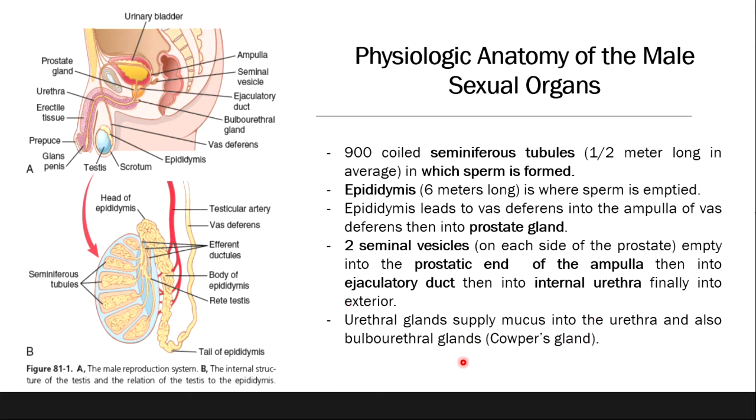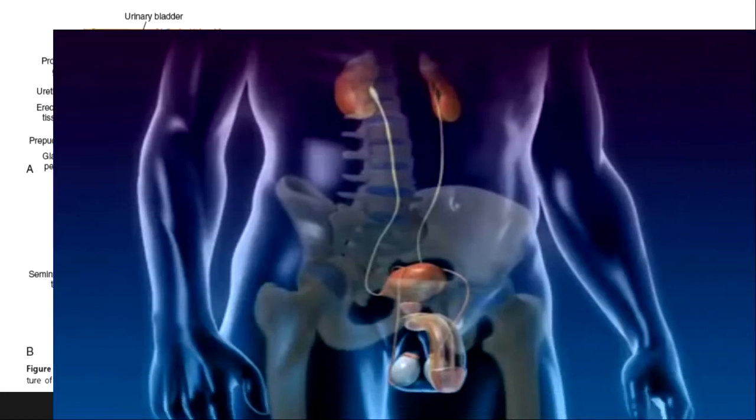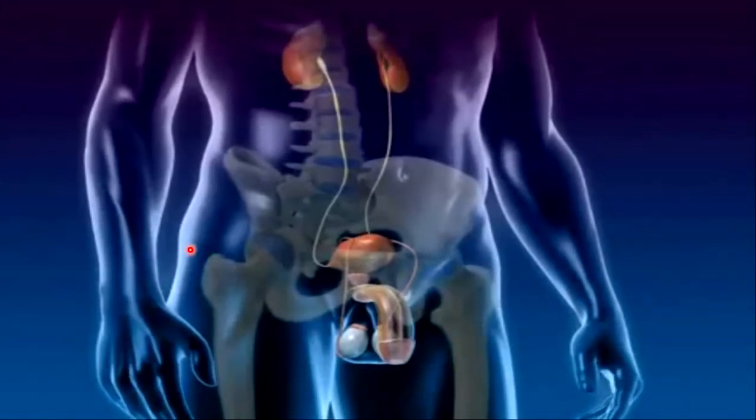So, ito yung mga glands na nagproduce ng mucus dun sa along the urethra that will serve as parang ma-smoothen out yung daluyan ng sperm to the external environment. Okay, so this is a simple video showing you the pathway of the sperm.